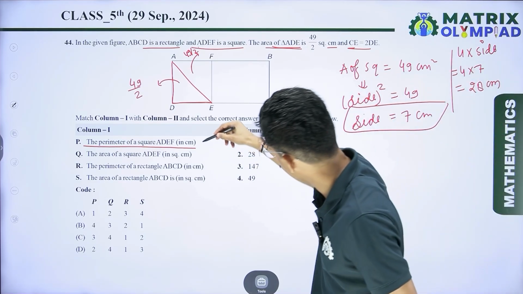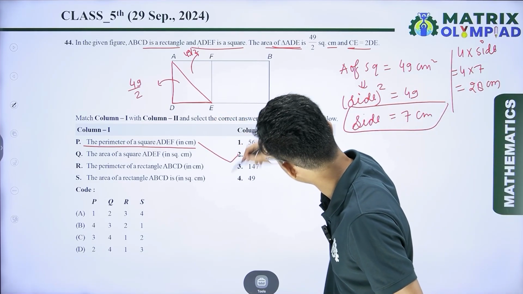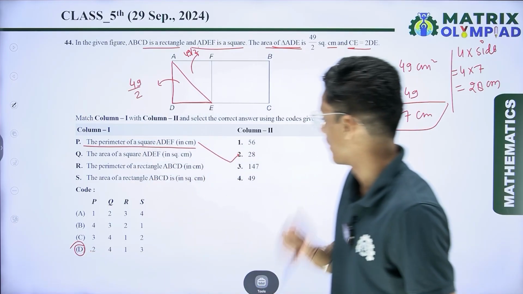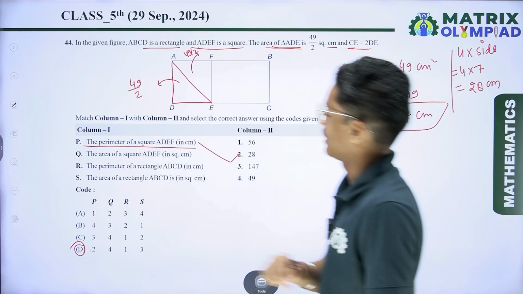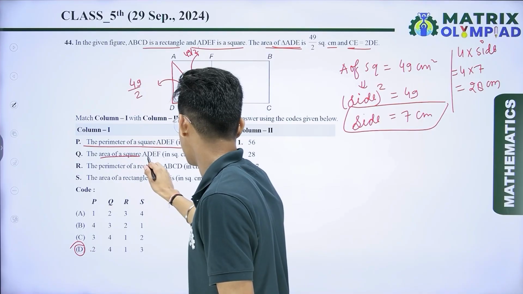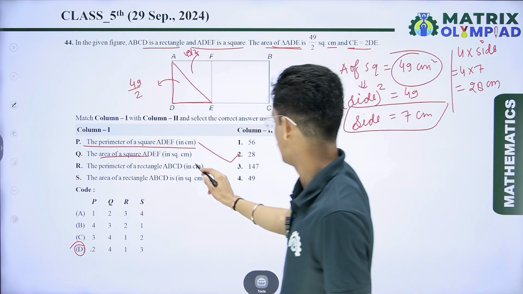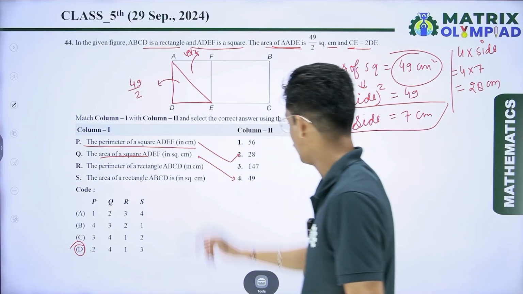So I can say that P is connected to option number 2. So P is 2, and option number 1 is for the other. Now I can say that option number D is correct. Now next, talk about the area of square ADEF, that is 49 centimeter square. Now option Q is connected to 4.